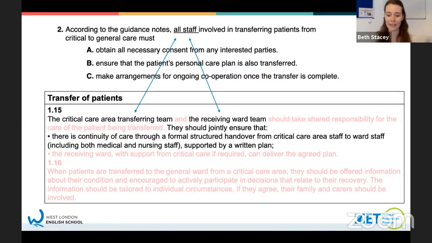Now we can then see that word jointly. They should jointly ensure that. And when it says they, it's referring back to the two teams that we can see in the first line, and they should jointly ensure. So we know that we're looking in the right kind of area for the answer. And there is continuity of care through a formal structured handover, supported by a written plan.